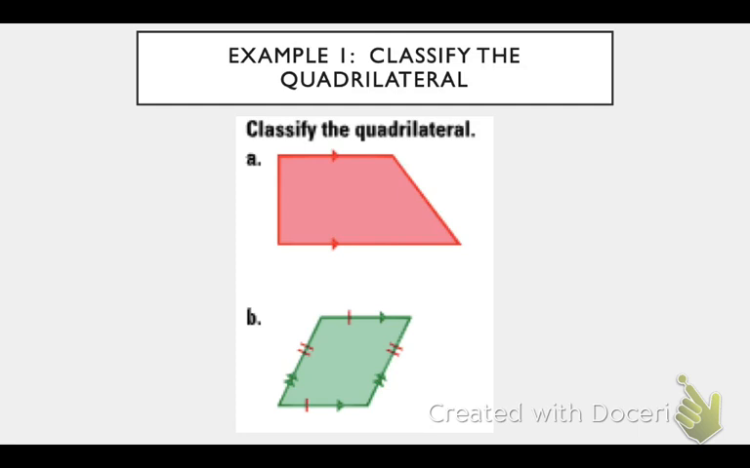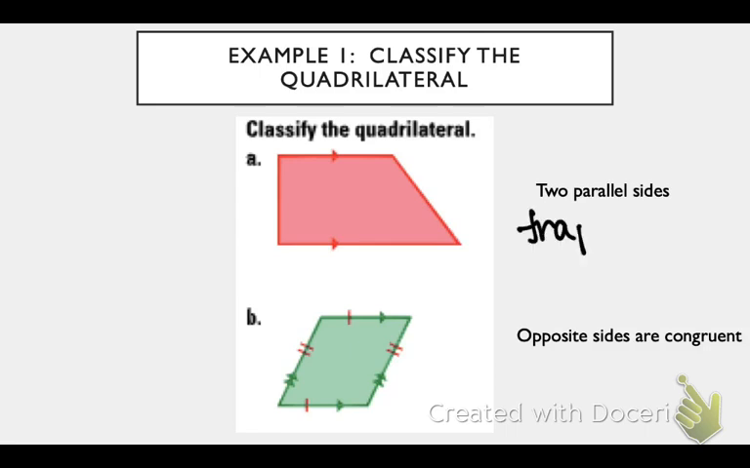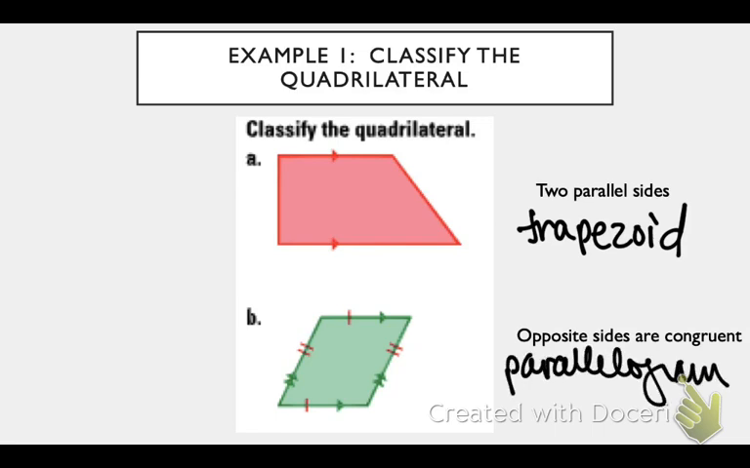So how can I classify this first quadrilateral? First, I'm going to look, and I only see 1 pair of parallel lines. So therefore, I have a trapezoid. Down here, I have opposite sides that are congruent. So to me, that looks like a parallelogram. Okay, so write that down in your notes so you have it in your notes.